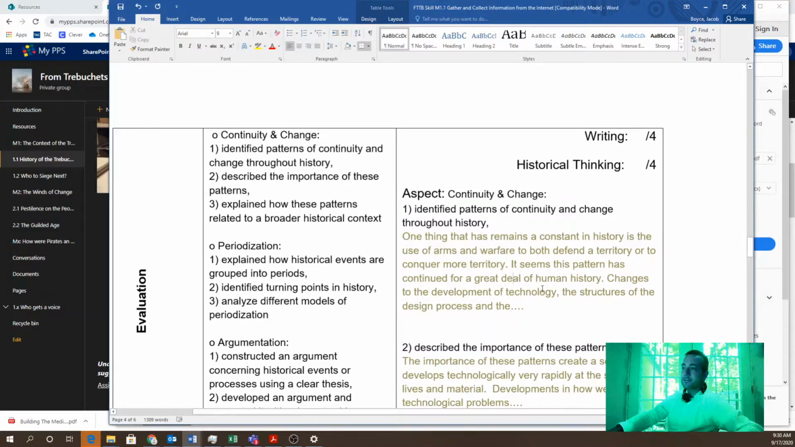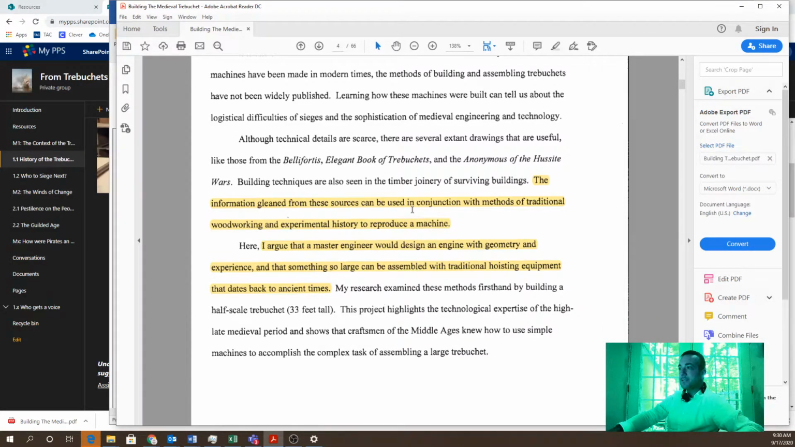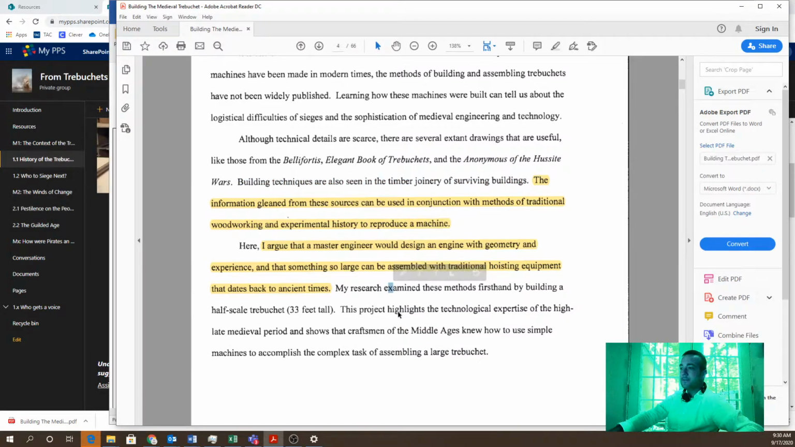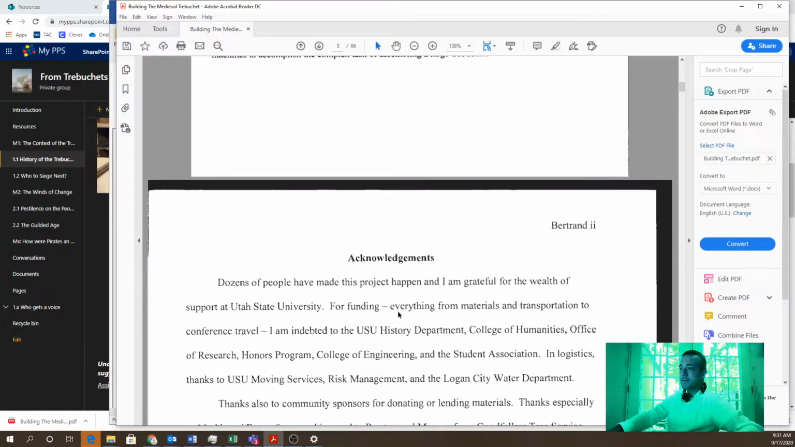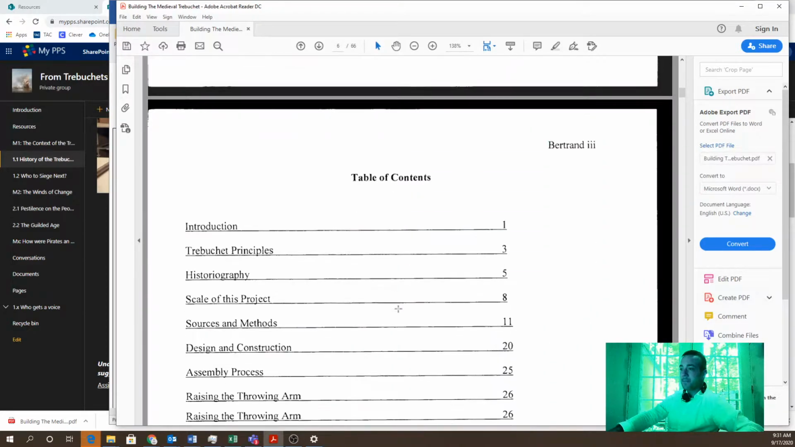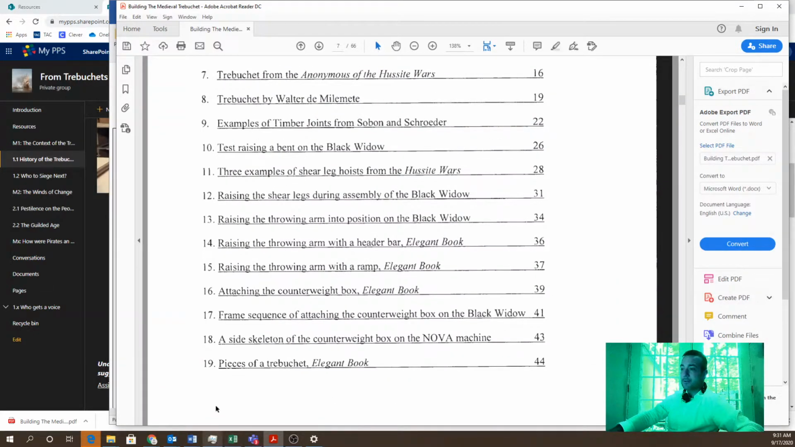Changes developed in technologies, structures, design process. And this is where, going back to the source, we're looking at things like making the argument that a master engineer is likely to design the engine. And so it was kind of a top-down hierarchy of how it was done. And reading through this, you can see that we have building techniques of the joinery. We can see pieces of the writing that actually bring out specifics about where the context was here.